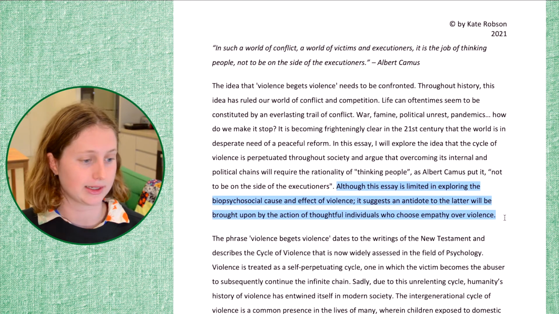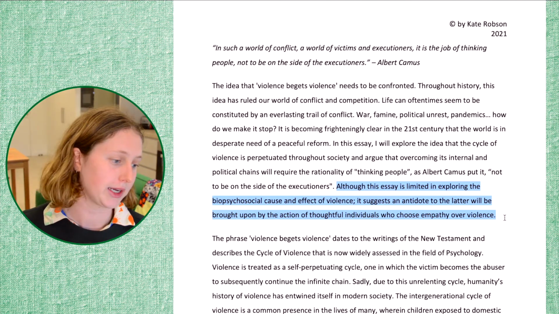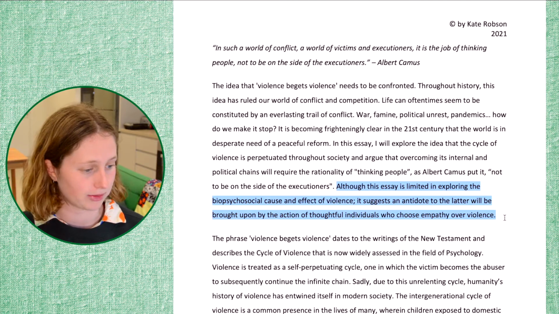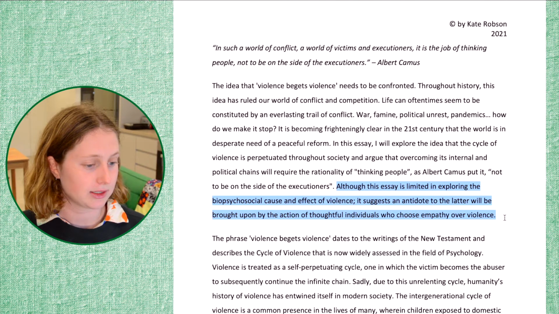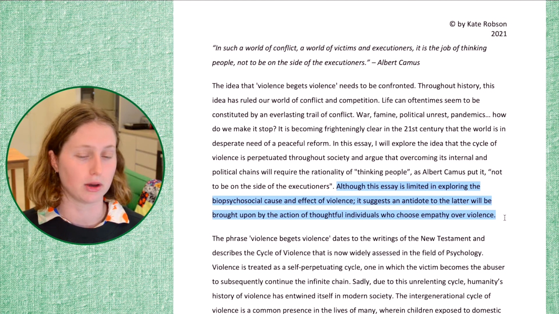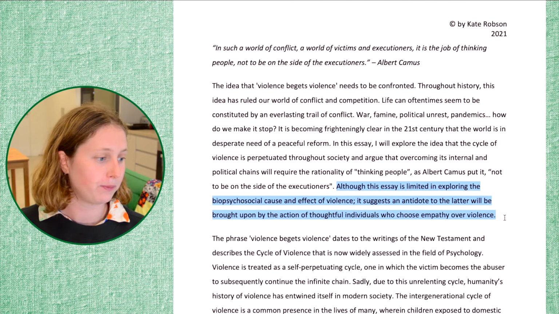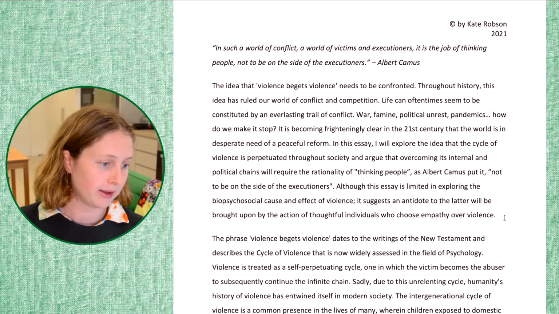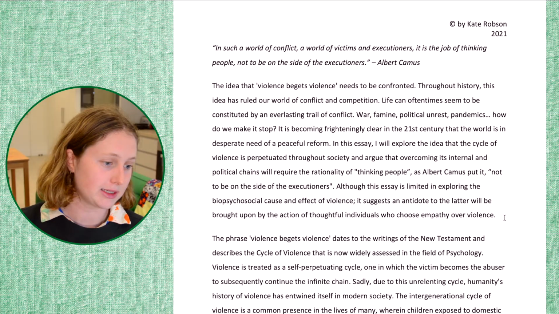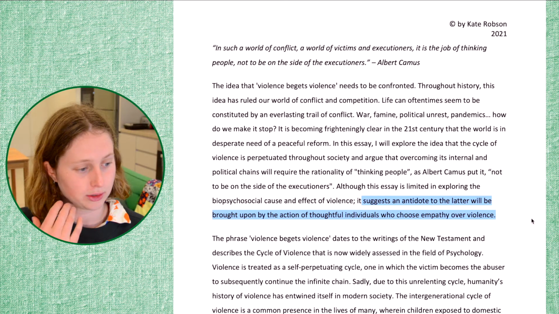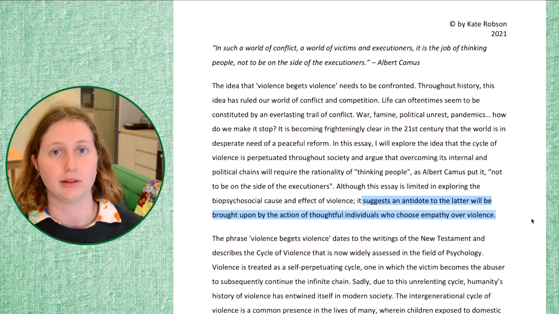I say, although this essay is limited in exploring the biopsychosocial cause and effect of violence, because I don't touch on that and I want them to be aware of that, it suggests an antidote to the latter will be brought upon by the action of thoughtful individuals who choose empathy over violence. Okay, cool. So you can say this sentence in a different way if you want to, but the way I've done it is saying that it's kind of extending on from my thesis to say that I'm suggesting an antidote to violence, and this is what the antidote is: thoughtful individuals choosing empathy instead of violence.